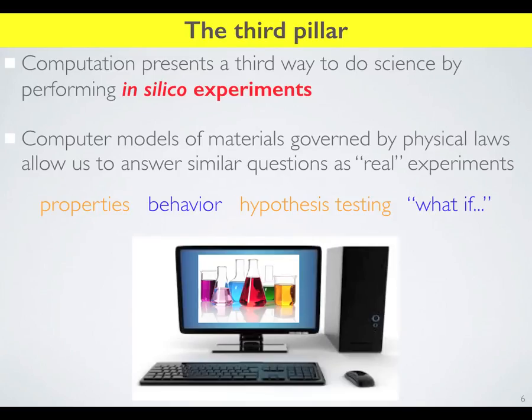We program into the computer the physical laws governing a little chunk of space containing the material that we're interested in. That allows us to simulate how that little chunk of space might behave. So it really is an experiment in silico. And we can ask such questions as what are the properties of that material? How does it behave under certain external forces or fields? We can do hypothesis testing, and we can ask questions such as, what if we were to subject it to a particular force? What if we were to replace one constituent of the alloy with another?